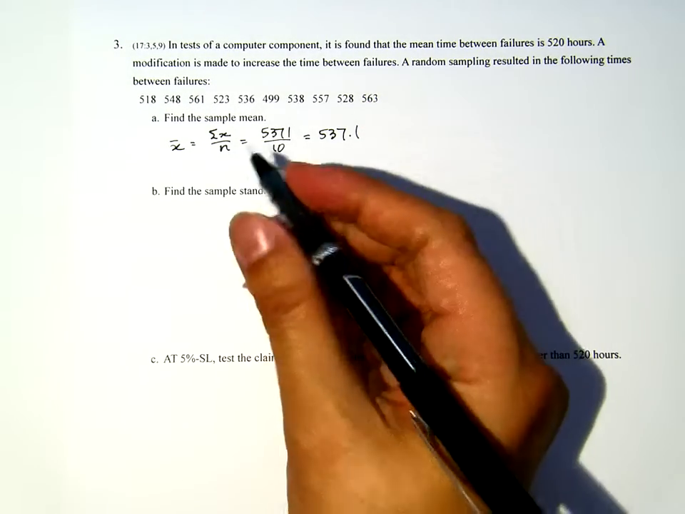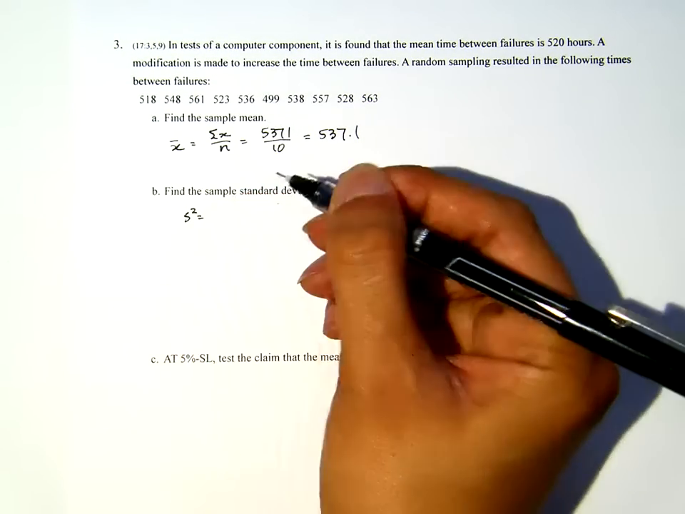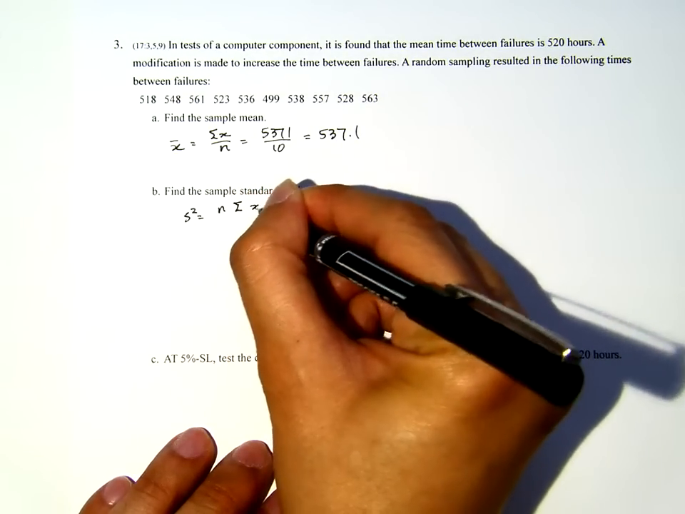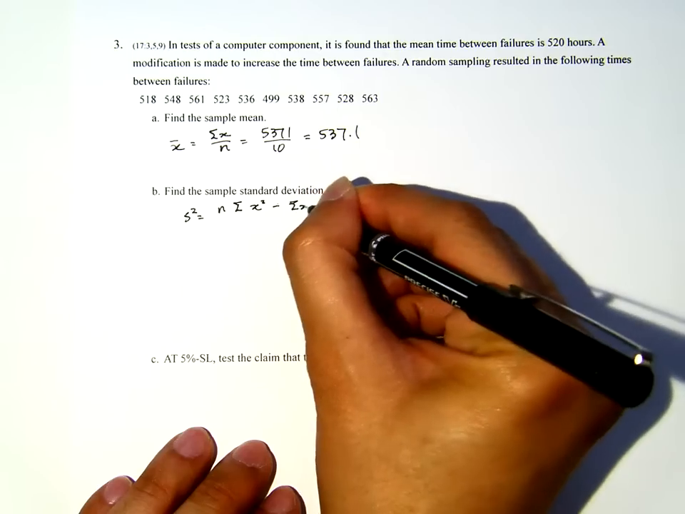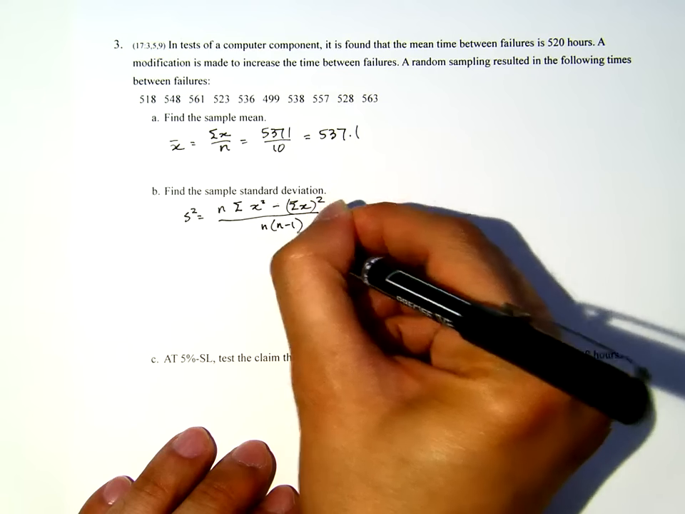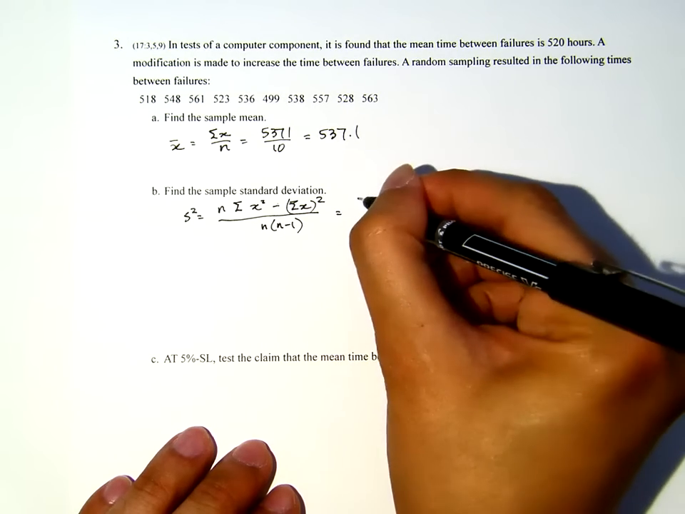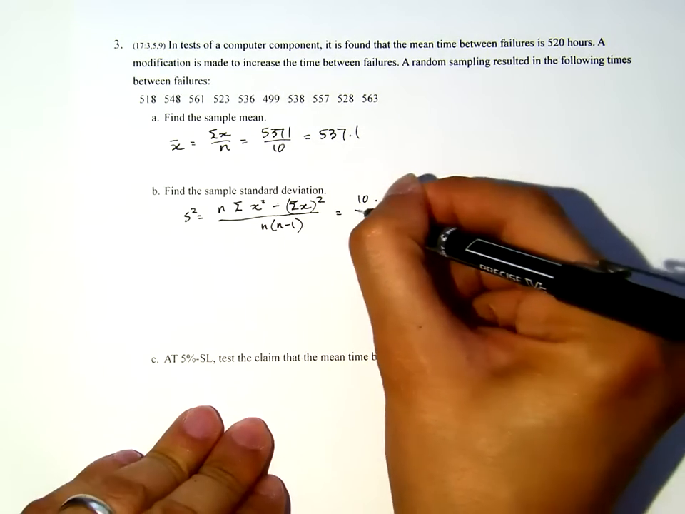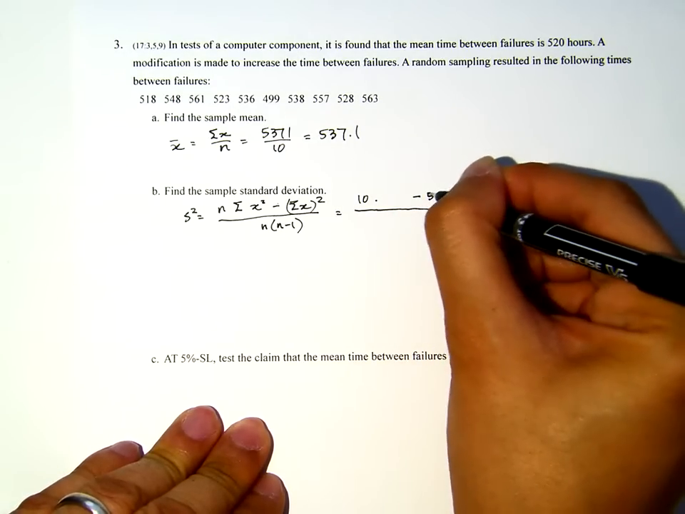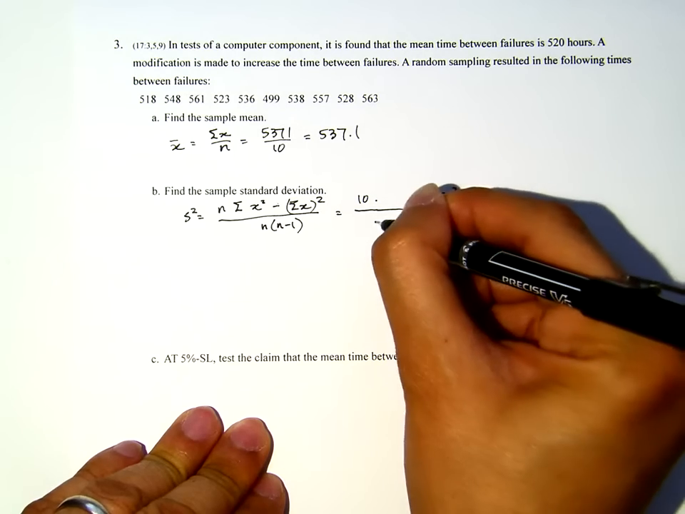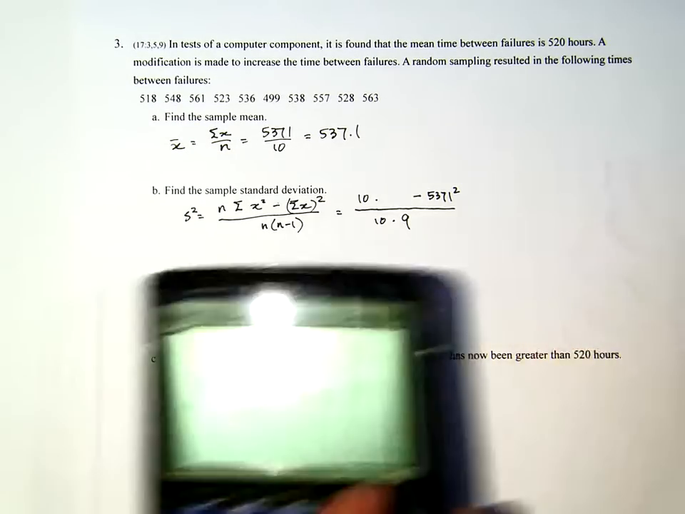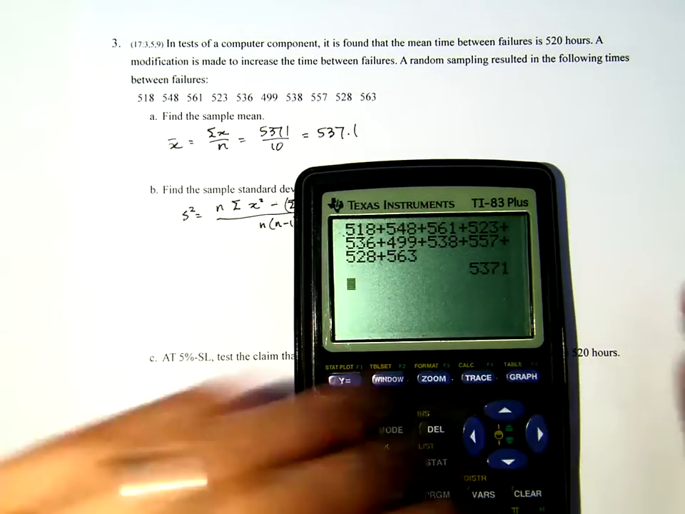The sample standard deviation, I will first compute the sample variance, which is n times sigma x squared minus sigma x quantity squared over n times n minus 1. If I plug in numbers, that will be 10 times, I will look for that later on, minus 5371 squared over 10 times 9. Now, the sigma x squared will be the sum of the squares of those numbers.